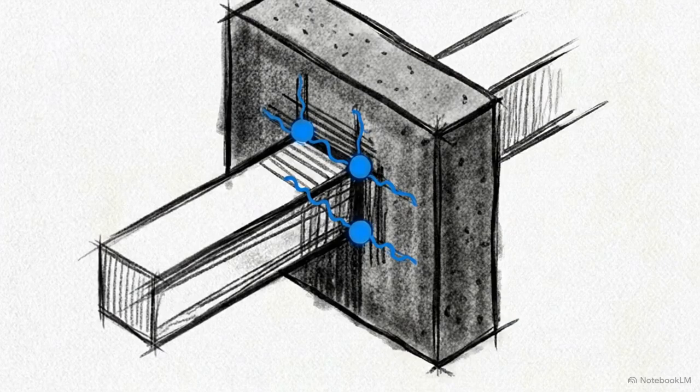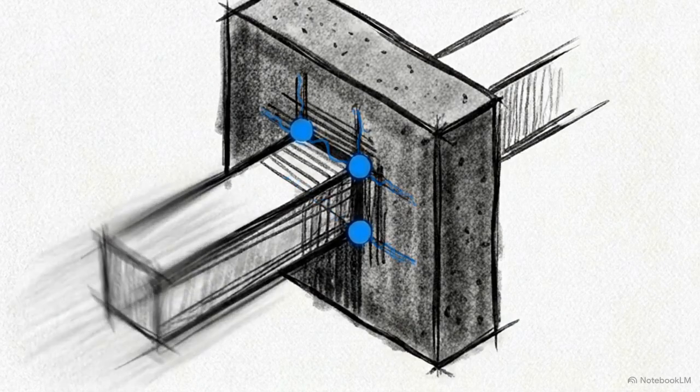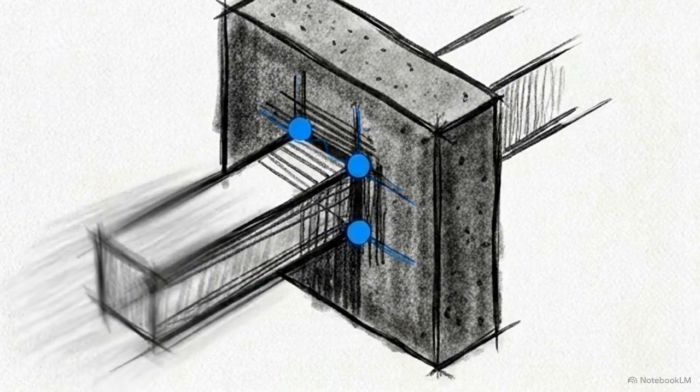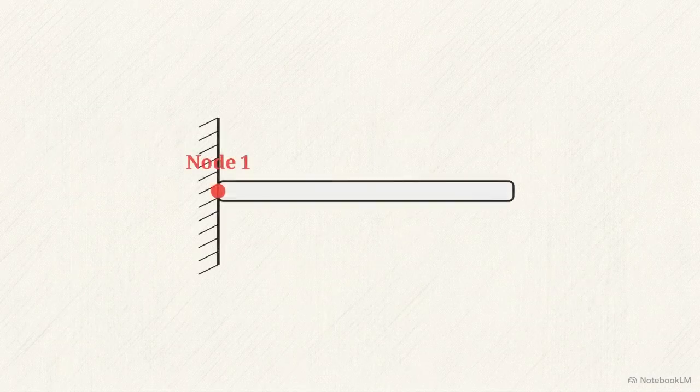Consider a cantilever beam rigidly embedded into a concrete wall. The free end undergoes heavy vibration, but the connection at the wall remains perfectly static. This diagram translates physical reality into mathematical axioms.